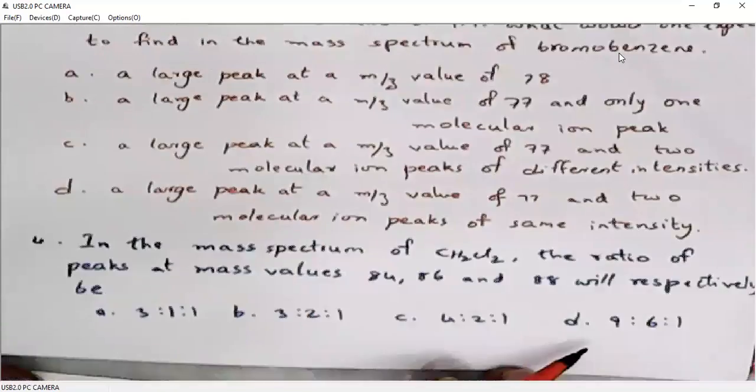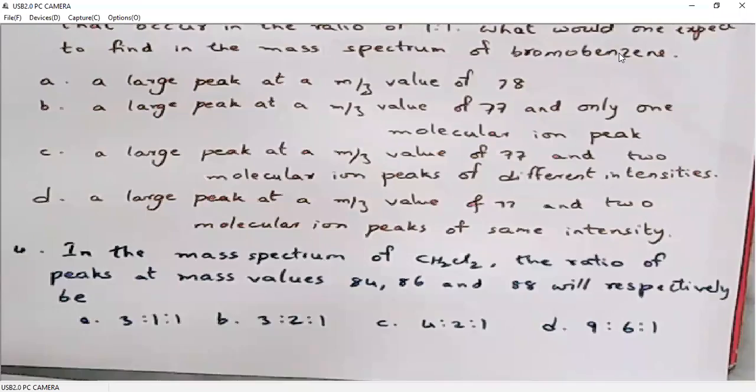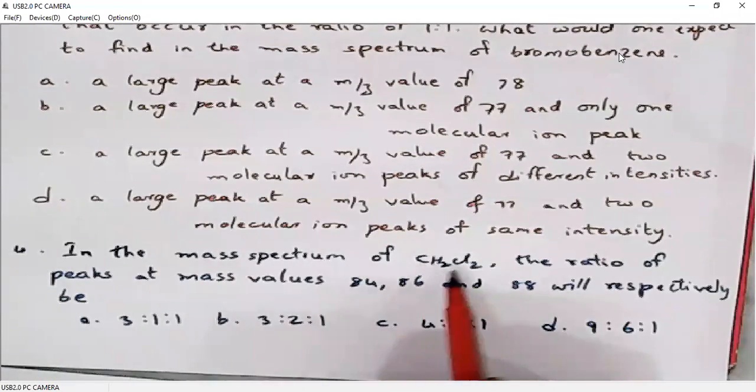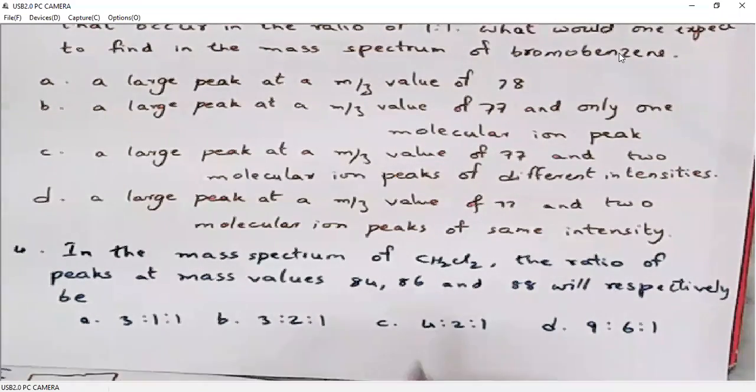Now look at this example. In the mass spectrum of CH2Cl2, the ratio of peaks at mass values 84, 86 and 88 will respectively be? You can calculate the mass, right? CH2Cl2 will be 84. So the M peak will be 84, M plus 2 is 86, M plus 4 is 88. Now you answer, any of you can answer this.